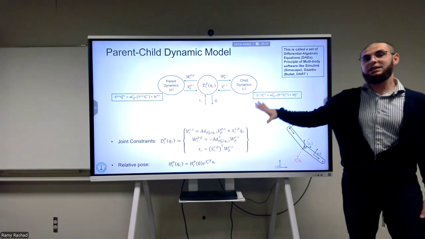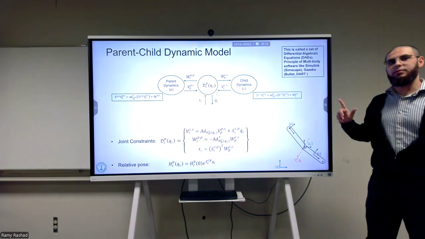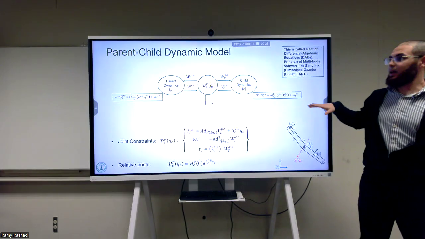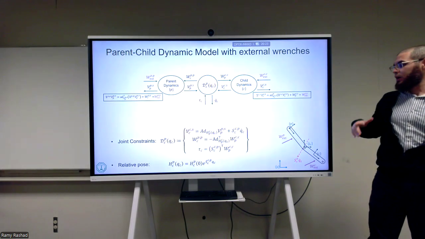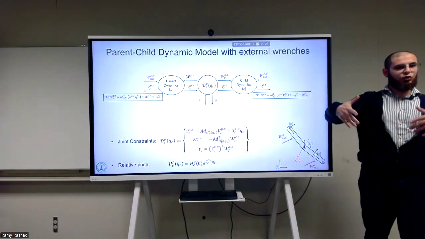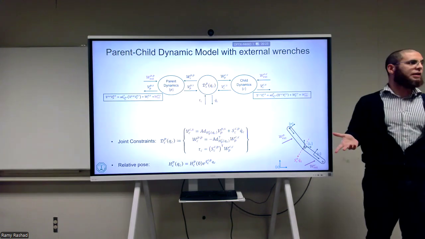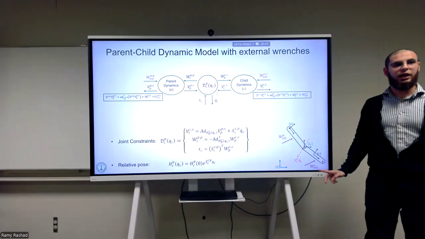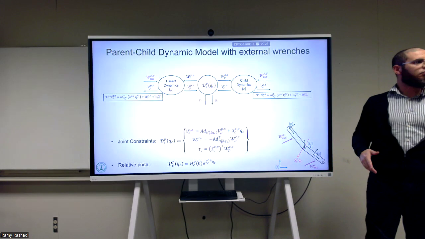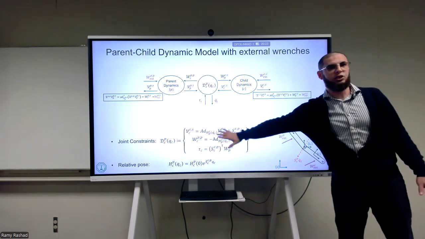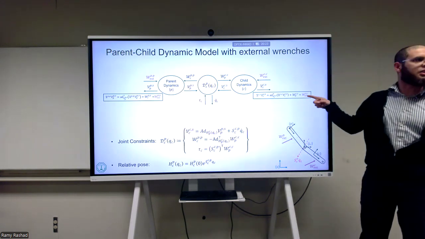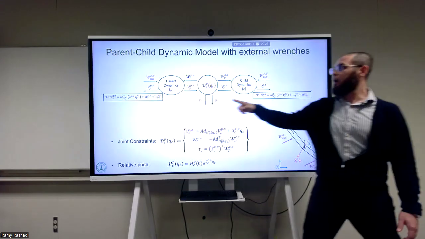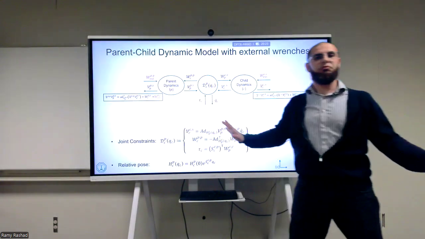You need to do these 5 for every pair. And that's where we're going now. So the first thing that we need to add, to start talking about extending it, is external wrenches. If I have an external wrench on the parent and an external wrench on the child, how does the equation change? Very easy. The constraints don't change at all. I just want to have an extra wrench here in the Euler-Poincare equation and another external wrench here in the other Euler-Poincare equation.